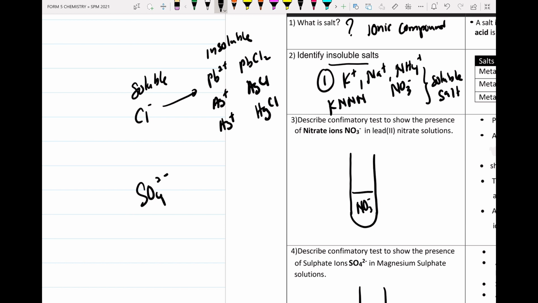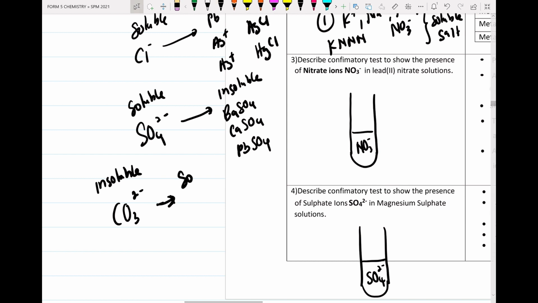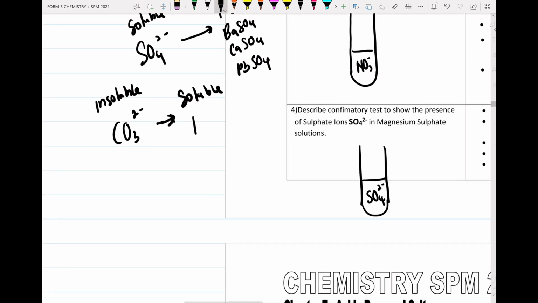Remember, sulfate salts are all soluble, except when they combine with these three metal ions, they will form insoluble salts. What are the metal ions? Please remember barium, calcium and lead: barium sulfate insoluble, calcium sulfate insoluble, lead(II) sulfate insoluble. And please remember one more ion, which is carbonate ion. Carbonate salts are all insoluble, except which ones are soluble? Please remember point number 1, K triple N, so potassium, sodium and ammonium carbonates: potassium carbonate soluble, sodium carbonate soluble, ammonium carbonate soluble, the rest insoluble.